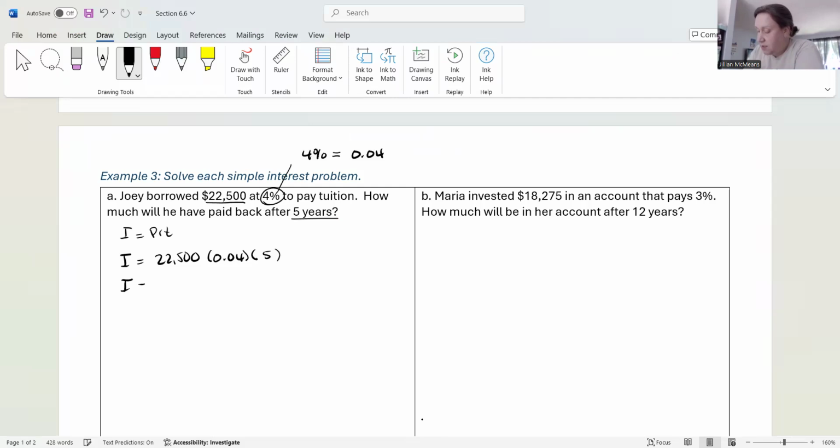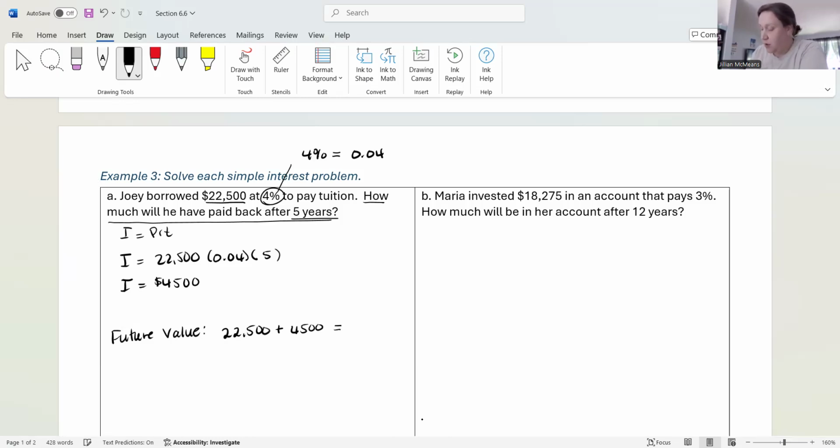So interest is $4,500, but that's not the question that was asked. Make sure you answer the question that is asked of you. The question is, how much will he have paid back after 5 years? So we really want to know the future value. You talk future value more so for an investment, but the same kind of idea applies here. We know that Joey initially borrowed 22,500. Over the course of 5 years, he's going to owe an additional 4,500 in interest.